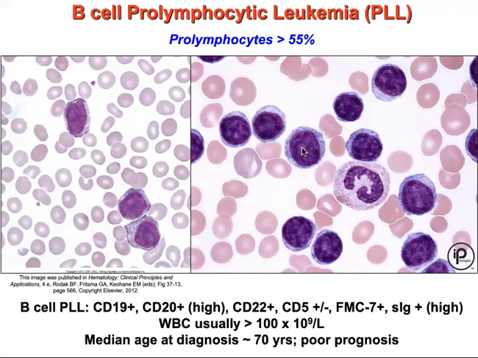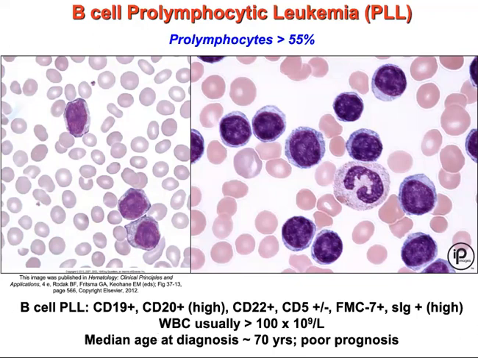B-cell PLL is positive for CD19, 20, 22. In some cases, it's positive for CD5, FMC7, and surface immunoglobulin. The white count is usually more than 100,000, and the median age of diagnosis is about 70 years. And this kind of mature B-cell neoplasm has a very poor prognosis.